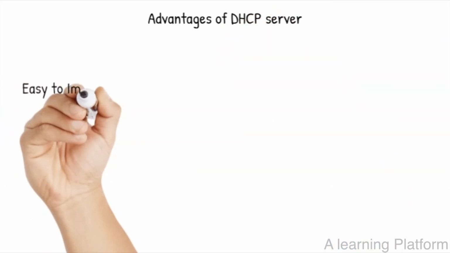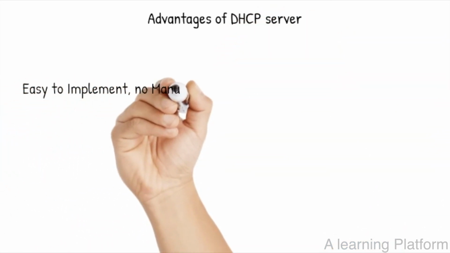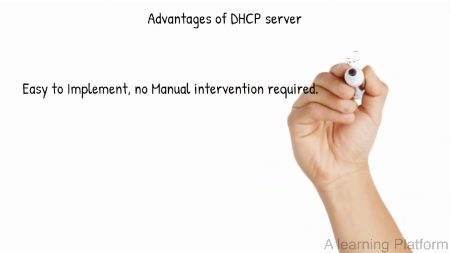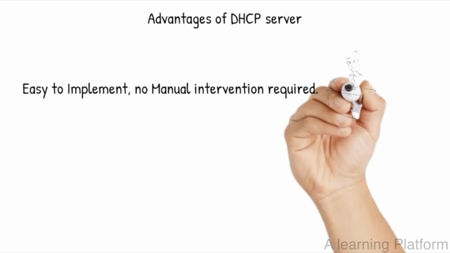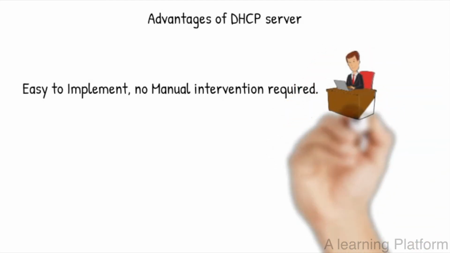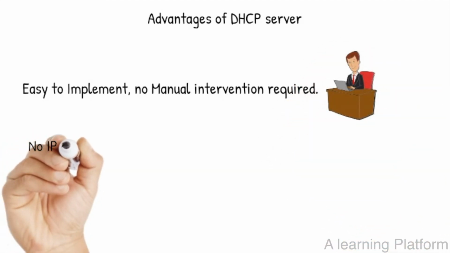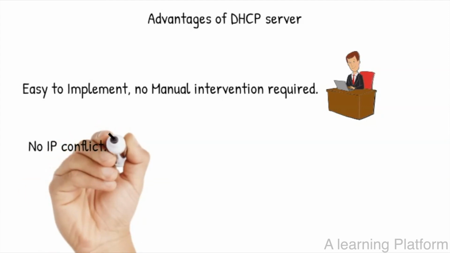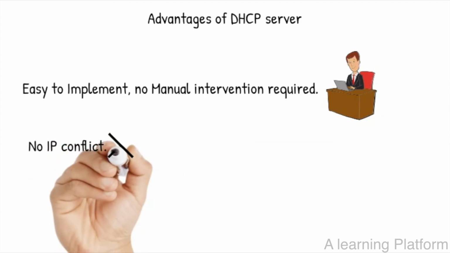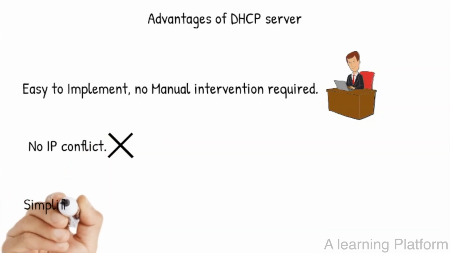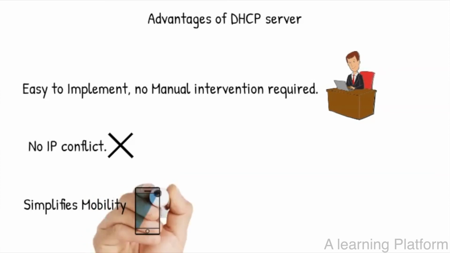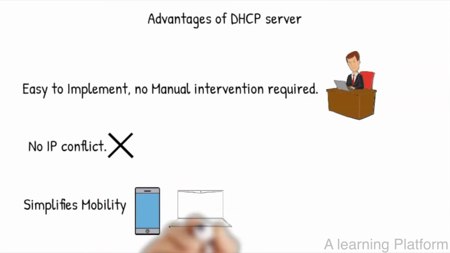Let's have a look at the advantages of a DHCP server. DHCP is easy to implement and does automatic assignment of IP addresses to requesting clients. Hence, manual configuration time of IP addresses can be reduced. Duplicate or invalid assignment of IP addresses is prevented. Hence, there is no chance of conflicts in IP addresses. It has great benefit to mobile users, as valid configuration parameters are automatically obtained from the new network.